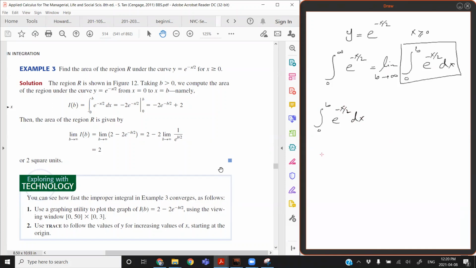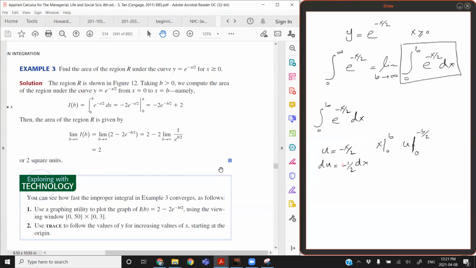I can do that by doing a substitution. Let's take u to be minus x over 2. Then du is going to be minus 1 over 2 dx. And I can see that what I need is a minus 1 over 2. So I'm going to multiply by a minus 1 over 2 and then divide by a minus 1 over 2. At the same time, I'm going to change the bounds of the integral. If x goes from 0 to b, what happens to u? If I plug in 0, I get 0. If I plug in b, I get negative b over 2.